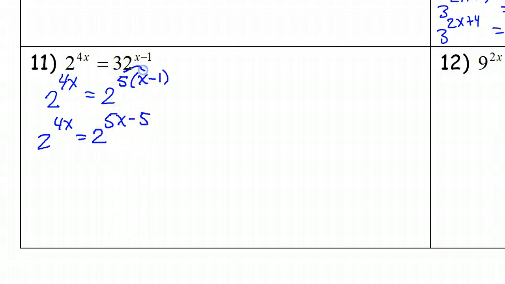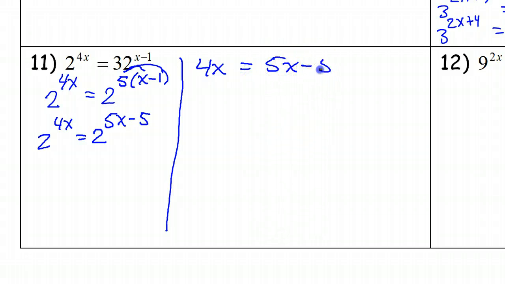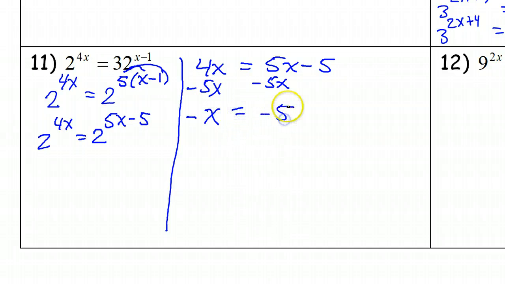Now that the bases are the same, logic tells me that the exponents must be the same. Now, I would get these x's together by subtracting 5x from both sides. So that's going to give you negative 1x, or just negative x, is equal to negative 5. And if you want, you can look at this as dividing both sides by negative 1. Right? So that'll make it a positive x is equal to positive 5.